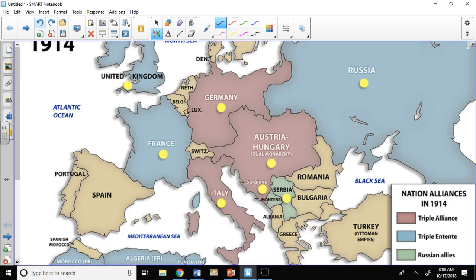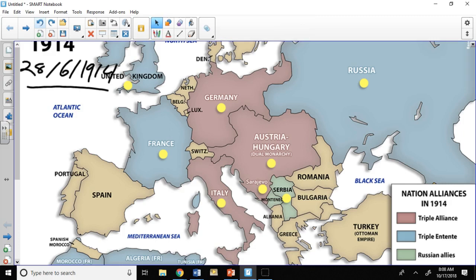So, the date that you need to know for this is going to be the 28th of June, 1914. This is the date that everything big and mighty is going to take place down in the city of Sarajevo. At this time in Sarajevo, the Archduke Franz Ferdinand and his pregnant wife, the future leader of Austria-Hungary, are going to go visit Sarajevo.